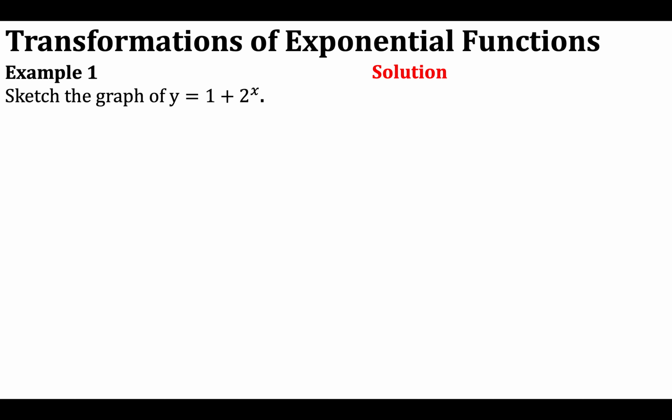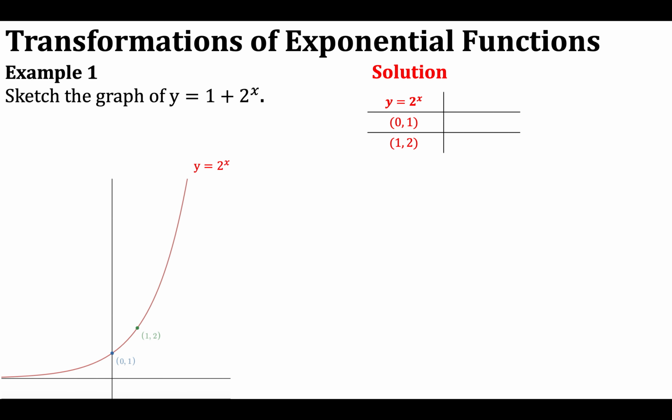So let's have a look at an example on transformations of exponential functions. So we are asked to sketch the graph of y equals 1 plus 2 to the power x. So if we think firstly about the exponential function that's actually happening here, the basic exponential function of the form a to the power x is this part, the 2 to the power x. So if we look at y equals 2 to the power x, we know 2 points on that graph. We know the point 0, 1 and 1, 2. So let's plot that firstly.